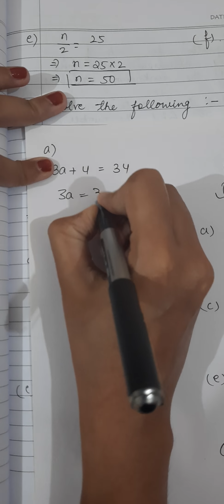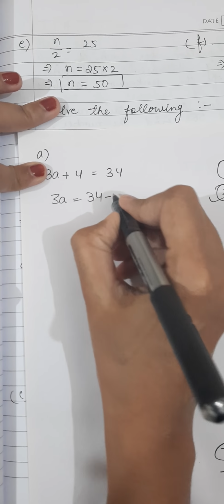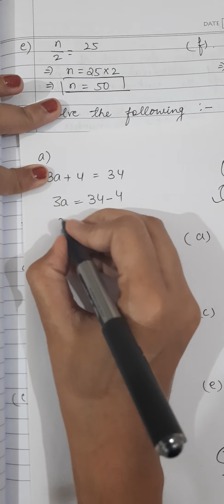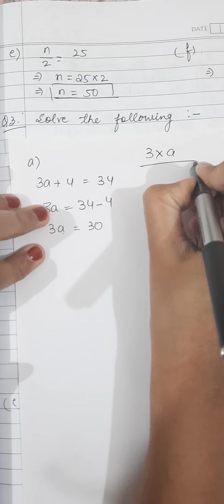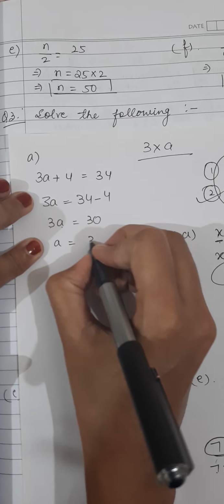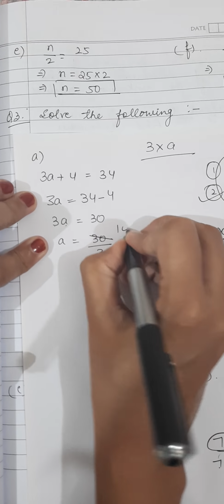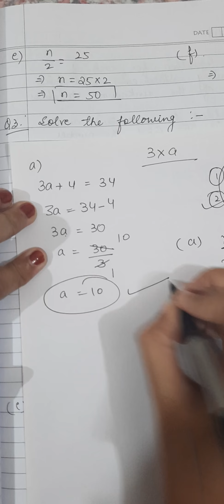3a is equals to 34. Plus is there, I'll be taking to the other side and it will change to minus. So 3a is equals to 30. Now 3a means 3 is multiplied by a. So the value of a is going to be 30 upon 3. Cancel it, and the value of a is going to be 10.